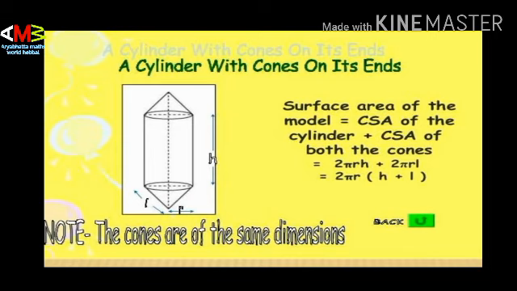Next, we go to the cylinder with cone on its end. Here a cylinder has 2 cones, upper and lower. The surface area of this model is CSA of cylinder plus CSA of both the cones. CSA of cylinder, all of you know, is 2 pi r h, plus CSA of both cones is 2 pi r l. So we remove 2 pi r common, what is left is h plus l. This is the formula for the cylinder with cones on both ends: 2 pi r bracket complete h plus l.